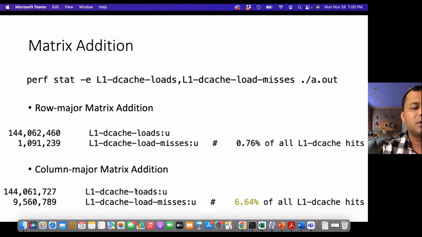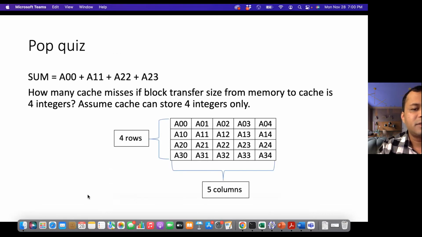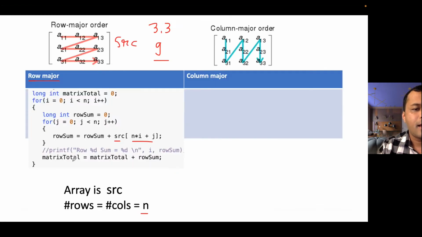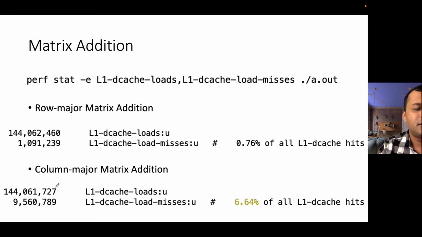Now on the column major, there would be a runtime difference as well, which you should check. But you will see that there are more misses, right? So 1 million versus 9 million. There would be lots of misses. So we see that the column order traversal while doing matrix addition, which you'll develop and then run with the perf command, will show you more misses.